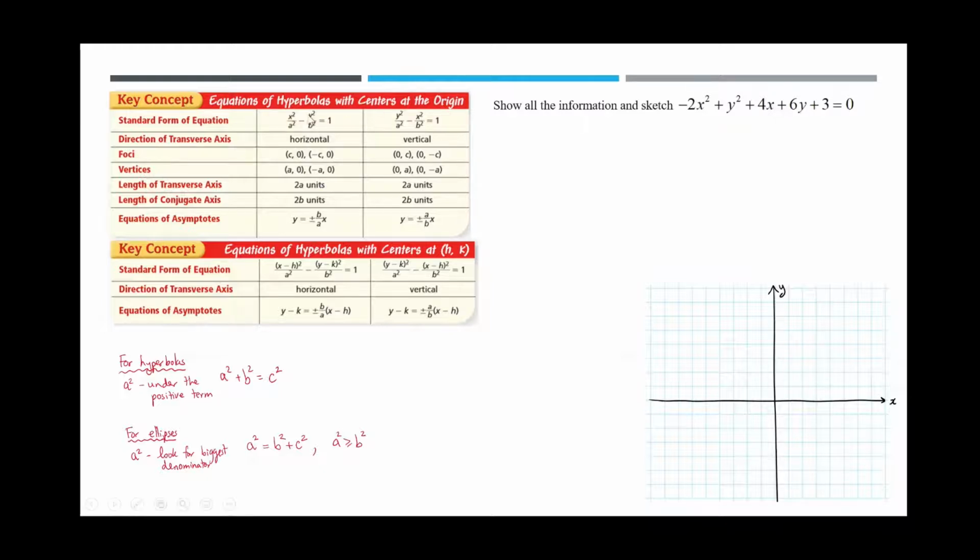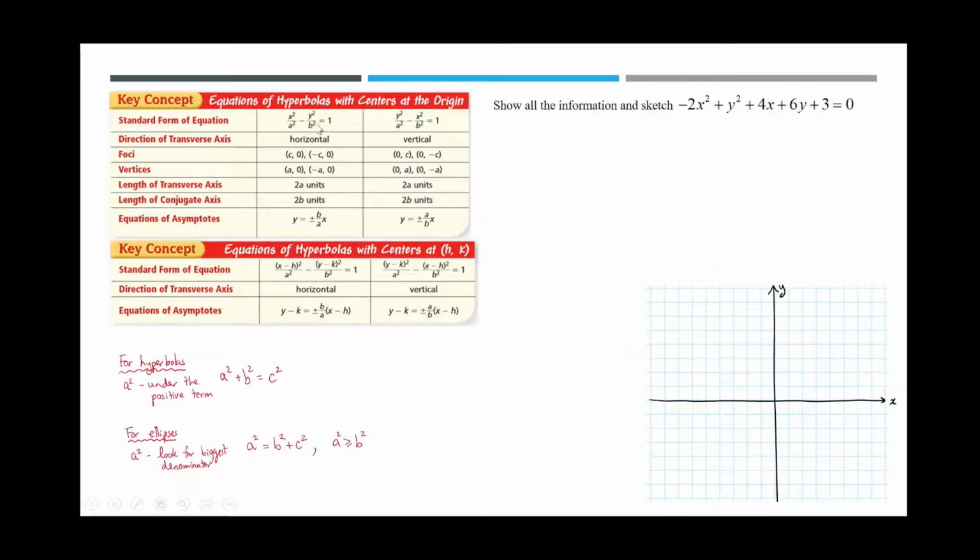So if we have hyperbolas centered at the origin, you'll notice that the x and the y terms don't have anything subtracted on the inside of the square. Whereas if it's centered somewhere else, then we have x minus h and y minus k, just like with this circle, we had the same formula.